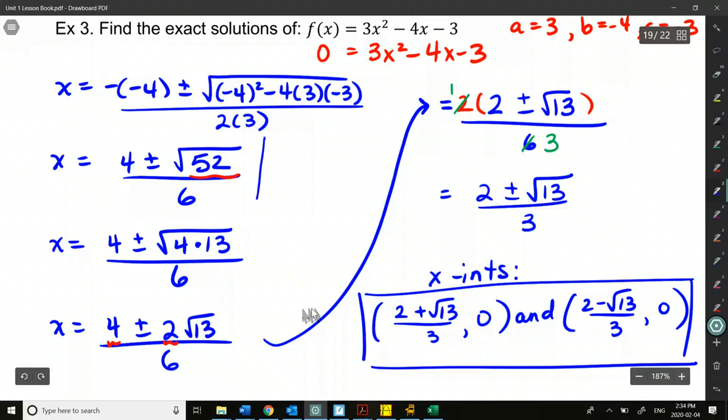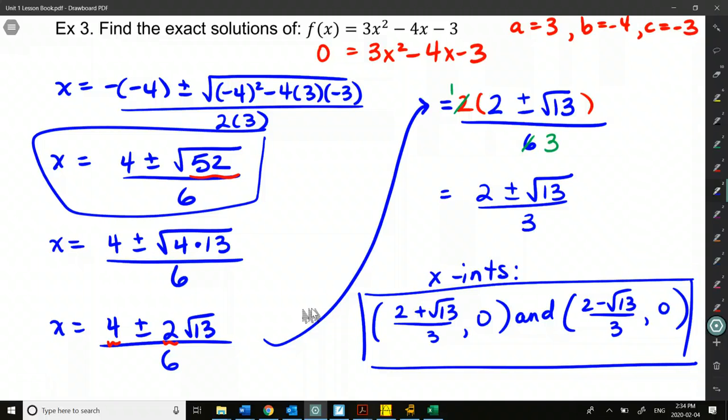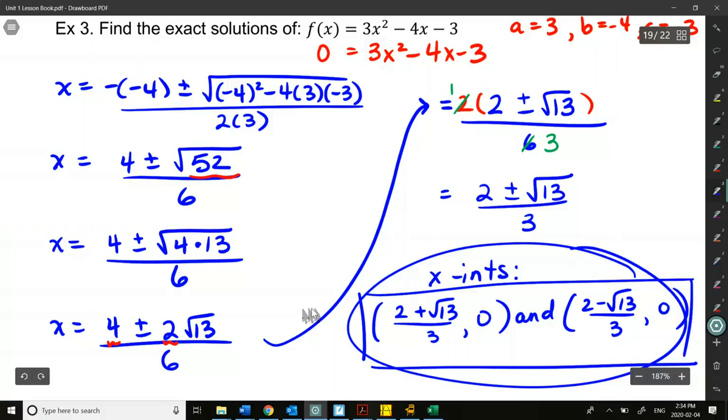Also remember, if at this point you decide that that root can't be simplified, if there's no perfect squares inside, you're going to split it into the plus option and the minus option and go to this. That's done at that point.